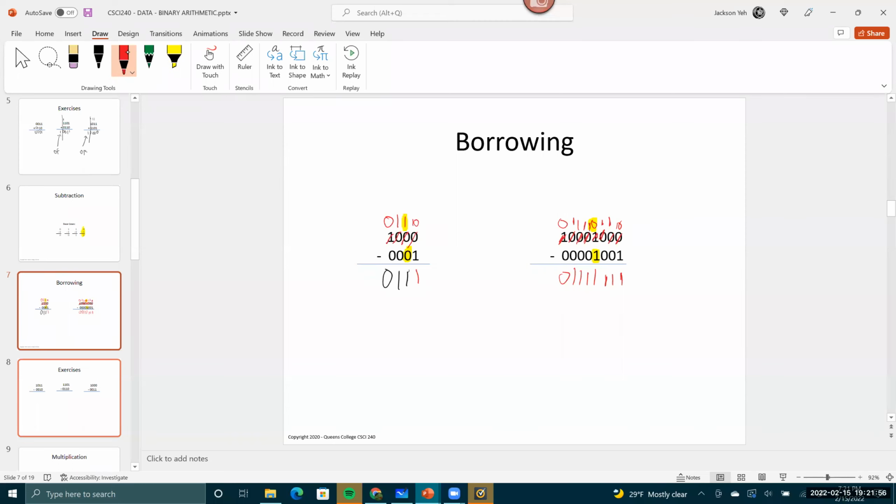Okay, so borrowing, just like in real life, is a pain, right? That's called a practical example. Borrowing has a stigma attached to it.